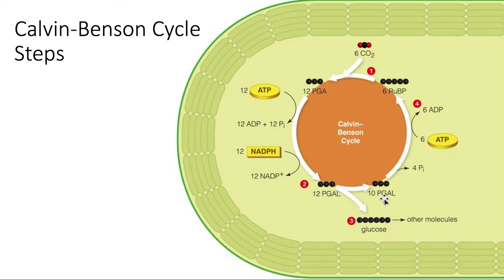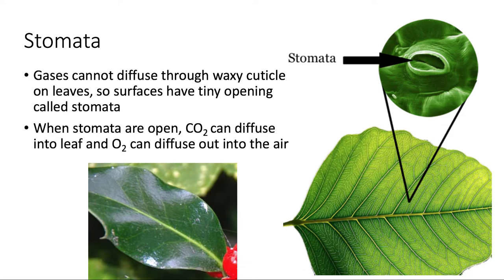And then the rest of the PGAL went on to the regeneration phase, which required ATP again from the light-dependent reactions to regenerate that RuBP so that more glucose could be made and more cycles can be run through the Calvin-Benson cycle. Okay, stomata. So plants are covered with this waxy cuticle layer, and that is supposed to help the plant keep from losing water because they really need that water for those light-dependent reactions, and they don't want it to evaporate. So they're covered with this wax.